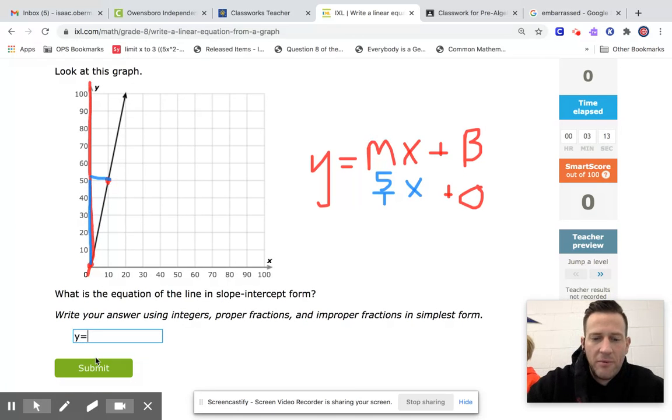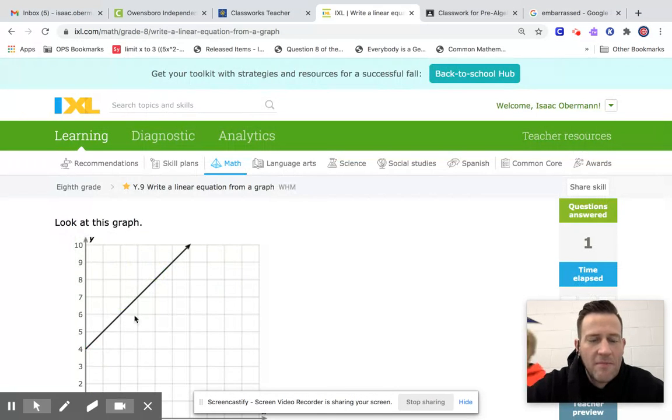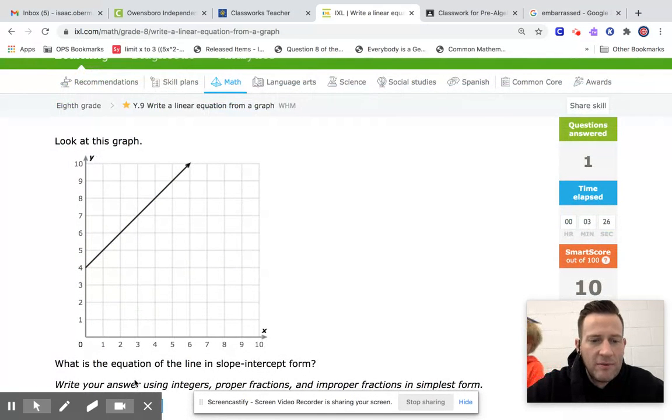Y equals, you can put 5 over 1, or you can just put 5x plus 0, or you can just put 5x if you wanted to. So there it is. We got it correct. We move on to the next one.